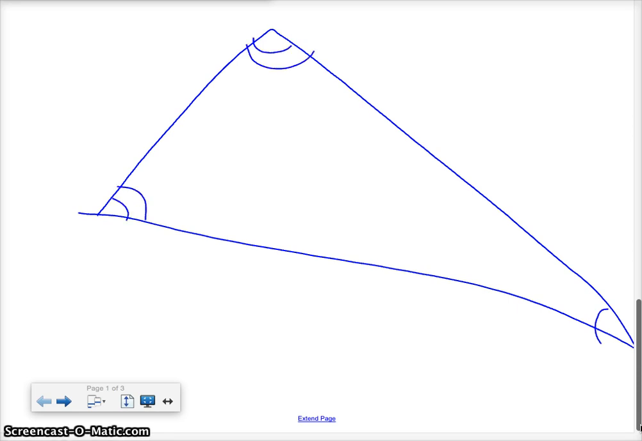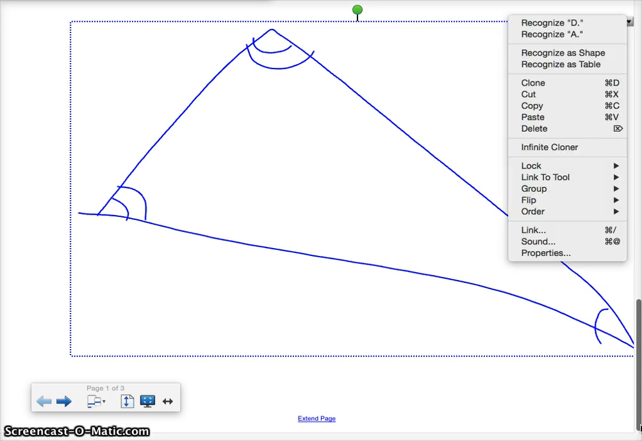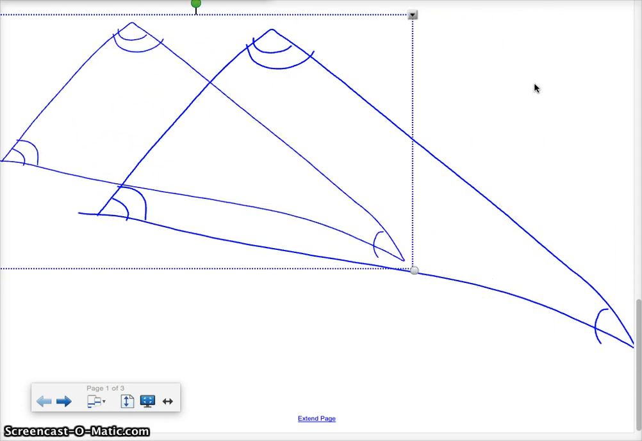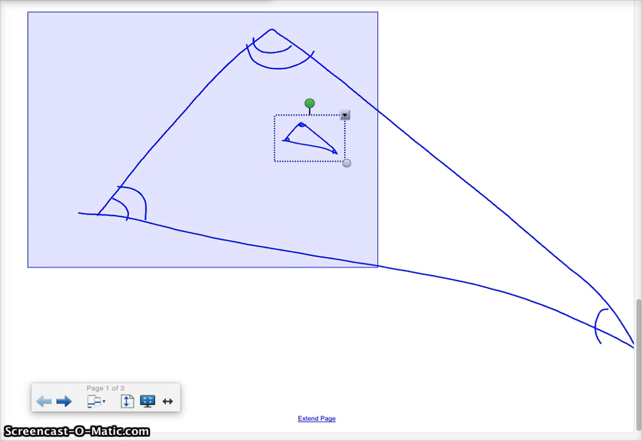And now if I clone this thing, wait patiently while I clone this thing. If I clone it and shrink it to a little baby, their angle measures are still going to be the same. So any similar figure has congruent angles. Congruent meaning same, not different sizes. Similar shapes are different sizes, but the angle measures are actually the same. So that was that little side note.